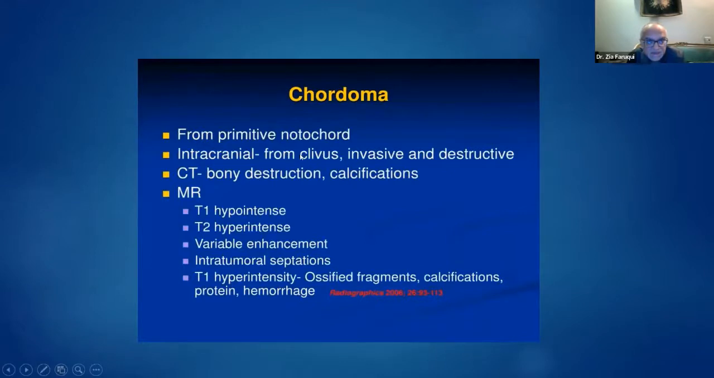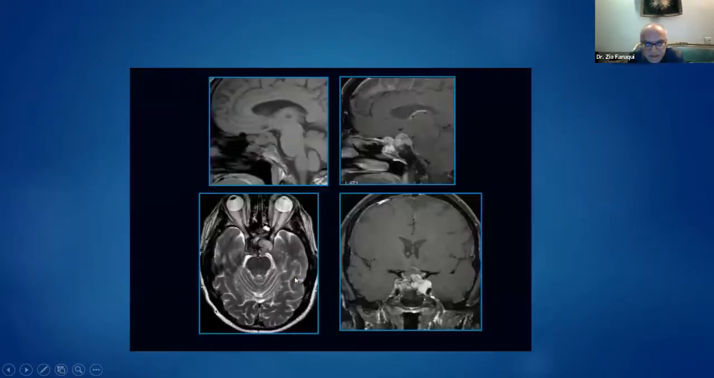Chordomas arise from the primitive notochord, typically arise from the clivus. These are invasive and destructive lesions. On CT, there'll be bone destruction, there'll be calcifications. And on MR, you will have ossified fragments, calcifications, and variable enhancement. And again, irregular lesion, you can see that the clivus is completely replaced and there's a solid enhancing component superiorly. The key is to look at the signal of the clivus itself. Once this is replaced, that means it's going to be a bony lesion and not a primary intracranial lesion.